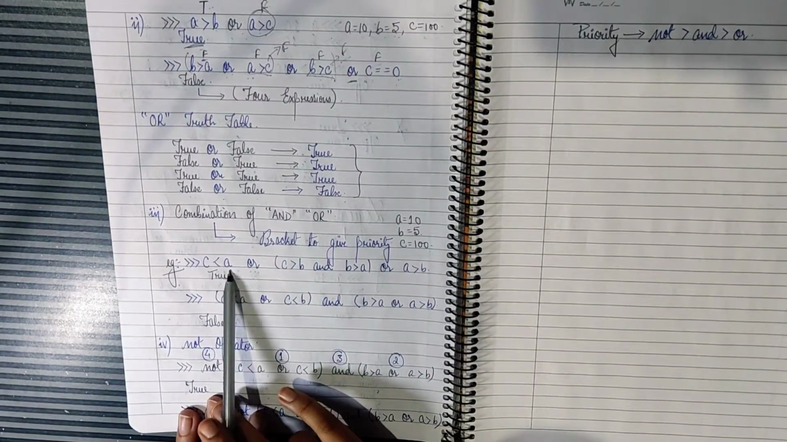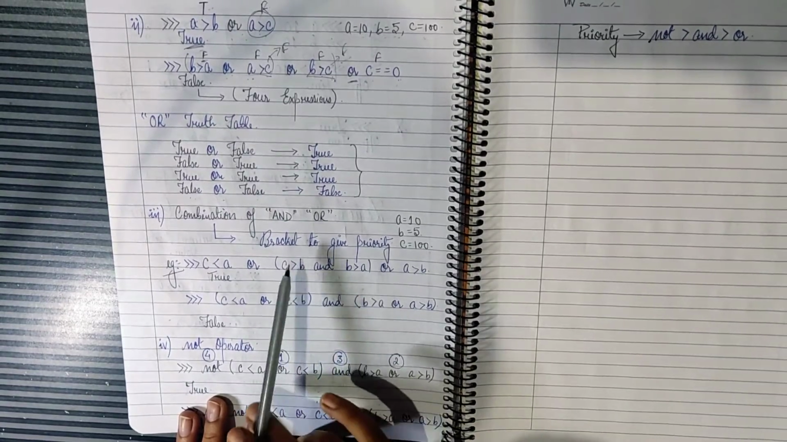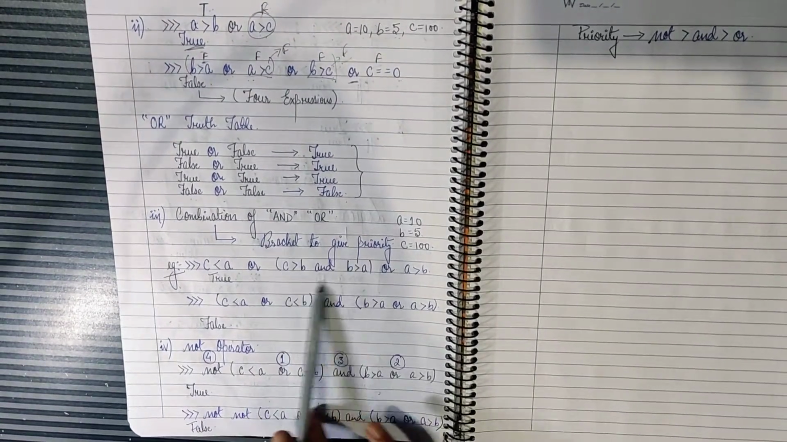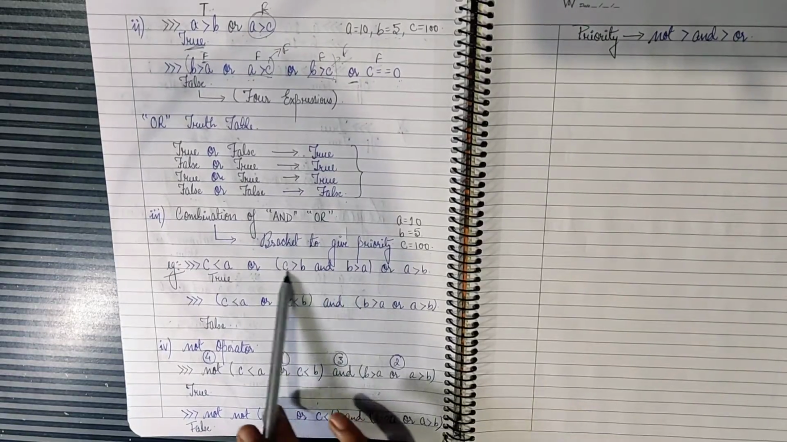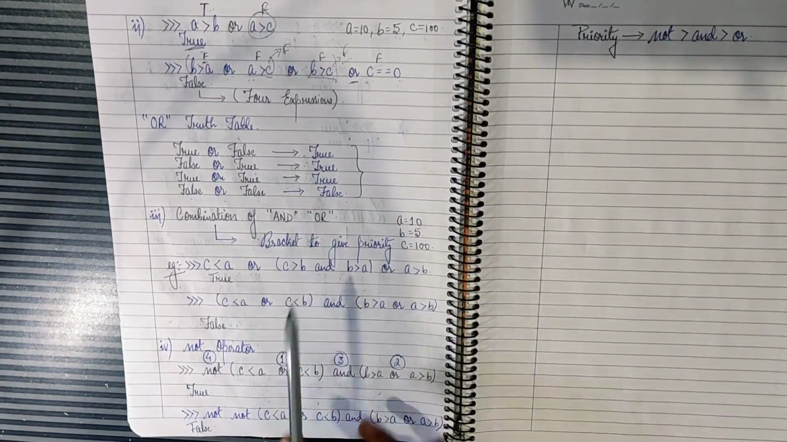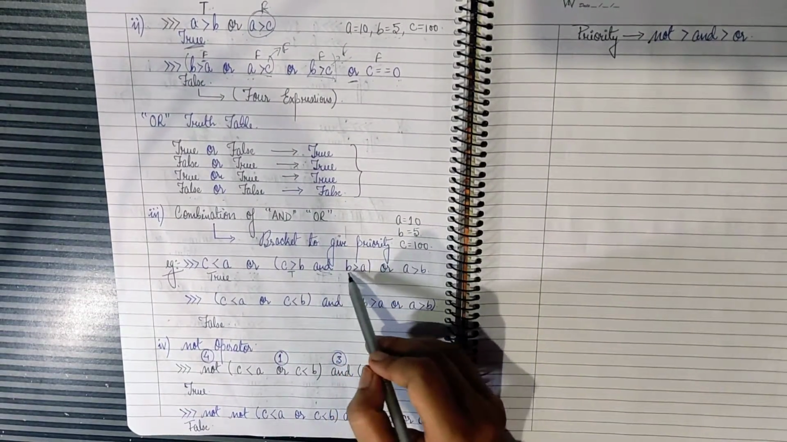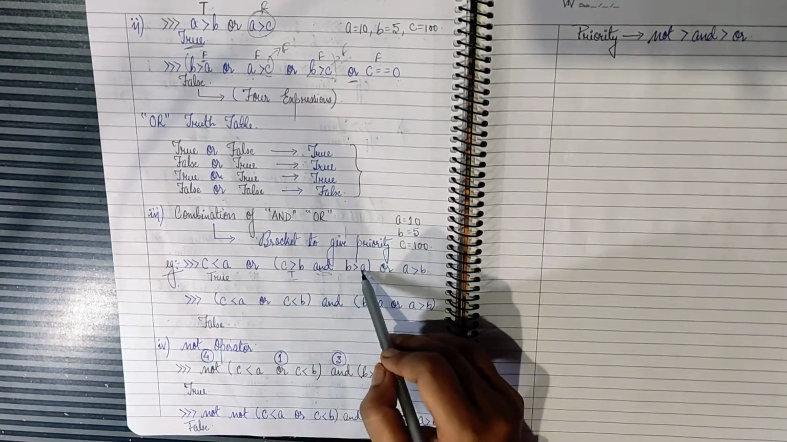So C is less than A or C is greater than B. Here this is the bracket, so obviously the first priority will be given to this one, right? So I will check, that is 100 is greater than 5. Yes, this statement is true. Now the AND operation is there, so definitely if one is true we need to check the other one.